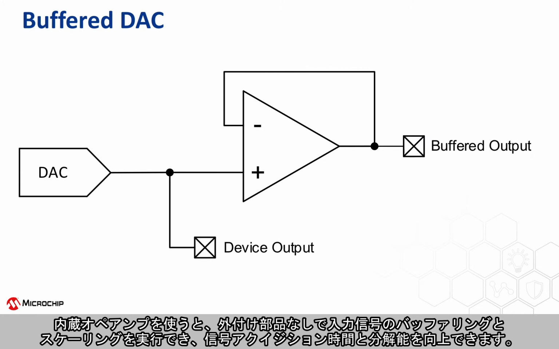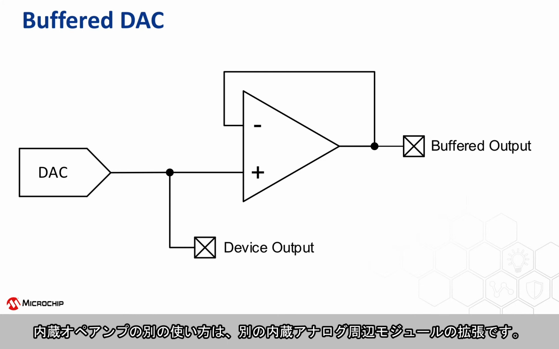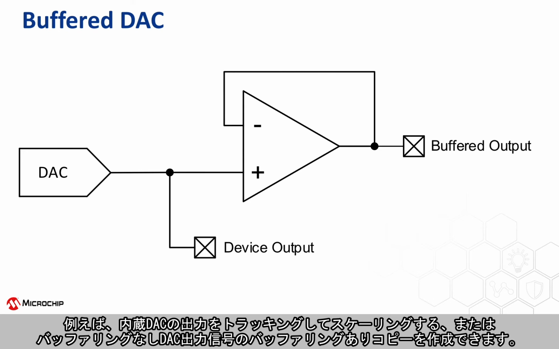and resolution. Another use case of the integrated op-amp is as an enhancement to an existing analog peripheral on board. For instance, the output of an onboard DAC could be tracked and scaled by the op-amp or used to create a buffered copy of the signal from an unbuffered DAC.